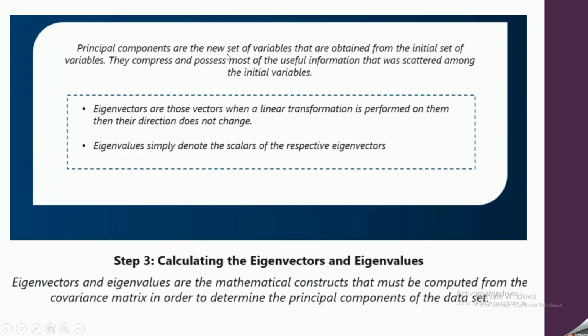So principal components are the new set of variables that are combined from the initial set of variables. They compress and possess most of the useful information that was scattered among the initial variables. So initially, if we had got 10 variables, by performing principal component analysis, we are coming to a conclusion of only 3 variables. So what is happening? The output that you are receiving remains the same. So a model with 3 features or variables is preferable as compared to a model with 10 features because there is no loss of information.